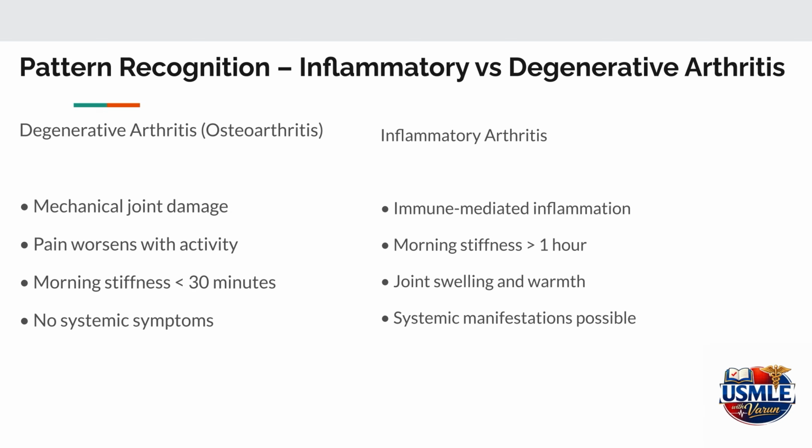Degenerative arthritis, such as osteoarthritis, results from mechanical damage to the joints. Pain usually worsens with activity, and morning stiffness is short. Inflammatory arthritis results from immune-mediated inflammation. Morning stiffness usually lasts more than an hour, and joints may appear swollen and warm. Systemic symptoms may also occur.